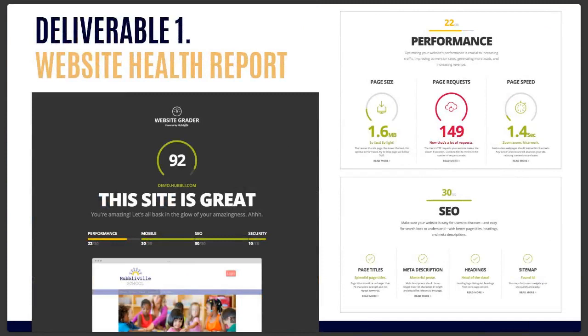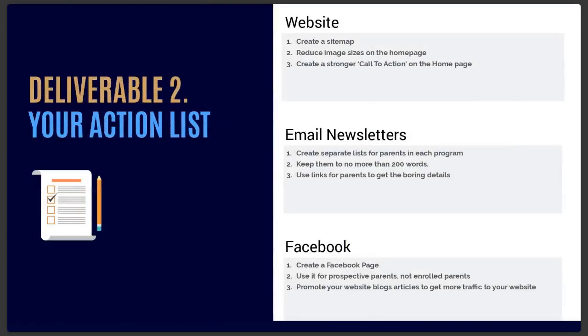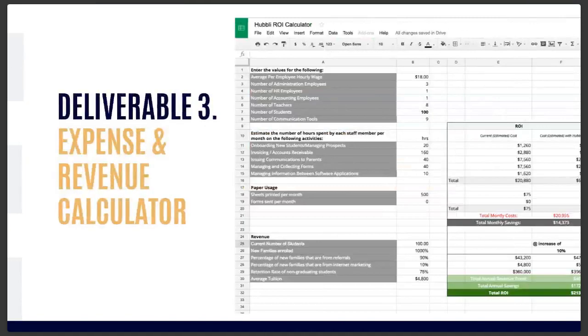So the first deliverable is the website health report. Again, we're going to break down the technical side and the design side of your site. How is it performing as far as enrollment marketing purposes go? Search engine optimization, can it be found? Is it secure? That type of thing. The second deliverable is an action list. This will be very customized to you regarding your website, where it's at, what it needs, how you can, as an example, use email newsletters better or automate things with them. We'll take a look at, if you're using Facebook, how you're using it and what you could do better with it, and also other things that you might be able to benefit from that you might not be using.